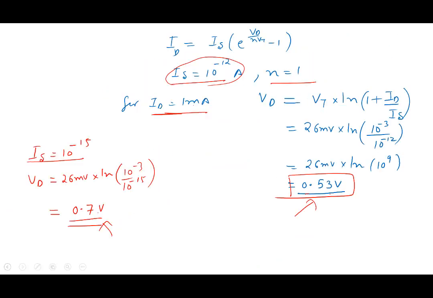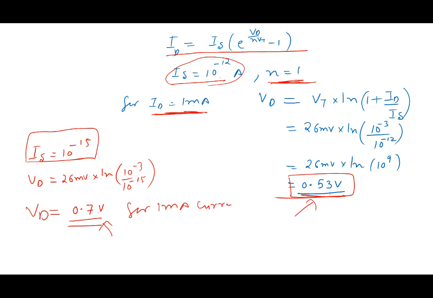All right. So with that in mind, this is our model then, ID equal to Is e to the power Vd by nVt minus 1. That's how we look upon a diode. As we said, Is is a parameter, n is a parameter, so these are going to vary from diode to diode. If Is is 10 power minus 12, n equal to 1, for a current of 1 milliampere, we calculated that the voltage required is 0.53. If on the other hand a diode is constructed with Is of 10 power minus 15, the diode voltage is 0.7 volt for 1 milliampere current.